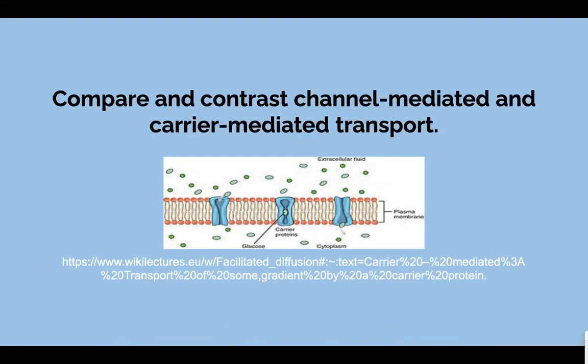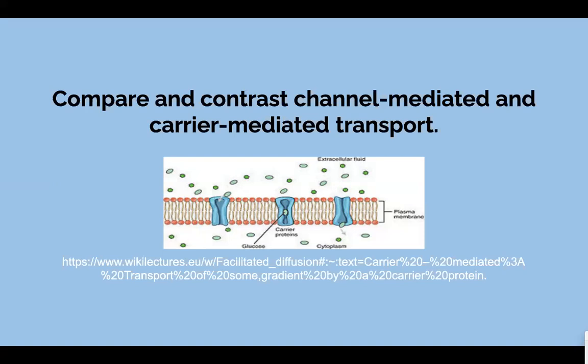Channel-mediated transport is a process by which substances move across the cell membrane through protein channels. Protein structures form water-filled pores or channels in the membrane, allowing specific molecules or ions to pass through. Their selectivity is high, as they are specific to certain molecules or ions based on their size, charge, and shape.